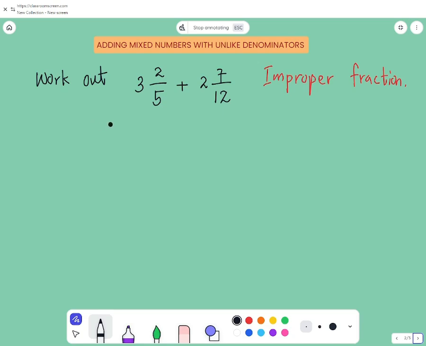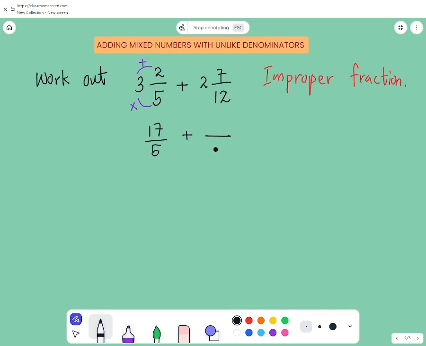Okay, next example: 3 and 2 over 5 and 2 and 7 over 12. For this one I'm going to use the improper fraction method. So first of all I have to turn these two mixed numbers to improper fractions. So the denominator doesn't change, 5. Then the numerator, how do you take the numerator? You have to multiply and add. So 5 times 3, 15, add 2, that is 17.